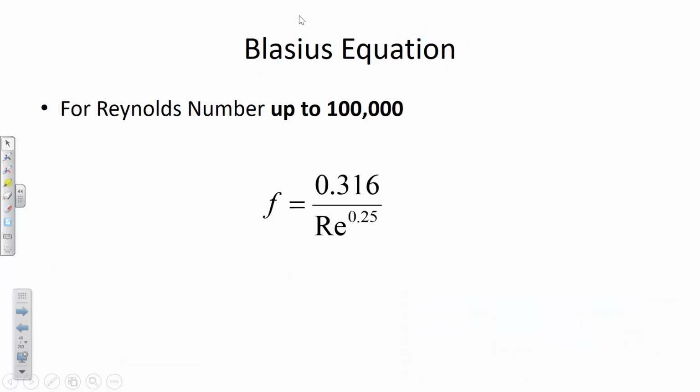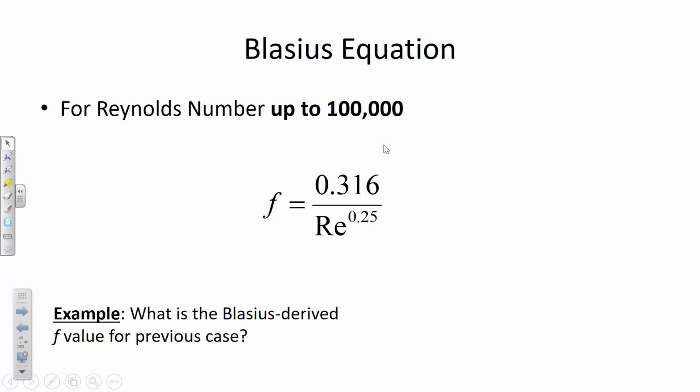All right. One other approximation for estimating the f value is the Blasius equation. And it's only valid for a Reynolds number up to 100,000. So it's relatively simple. You can see it's a function of only the Reynolds number that the Blasius equation applies.